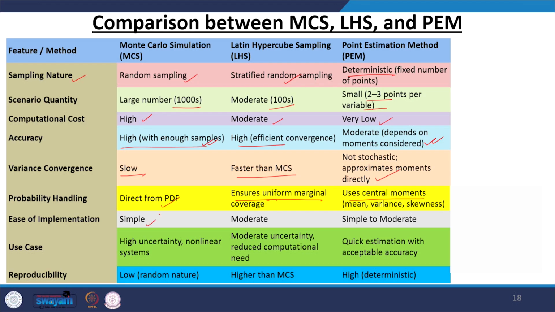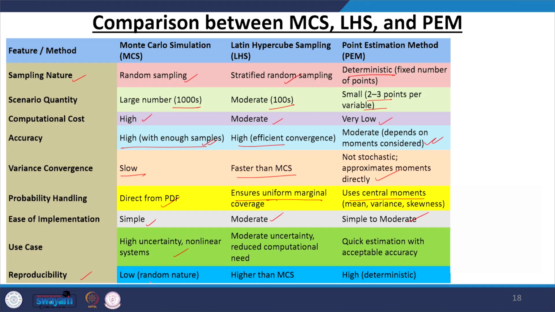Monte Carlo is very easy to implement. Latin hypercube and the point estimation method need a little bit more calculation, as we have seen, for getting the scenarios. Use cases are very high; Monte Carlo simulations are normally used more frequently compared to these two methods because of their higher accuracy.